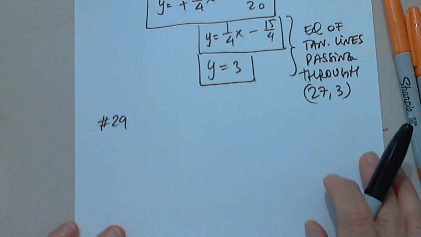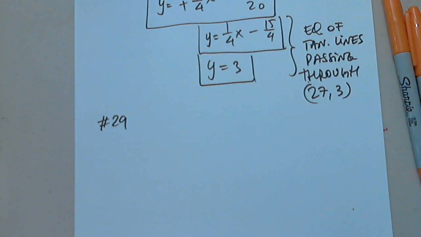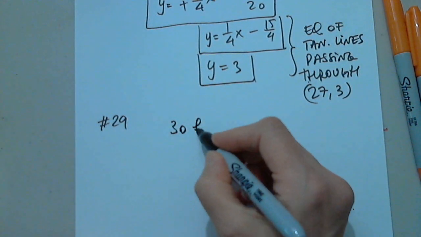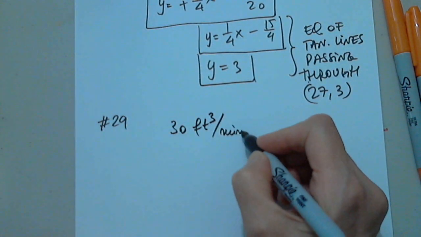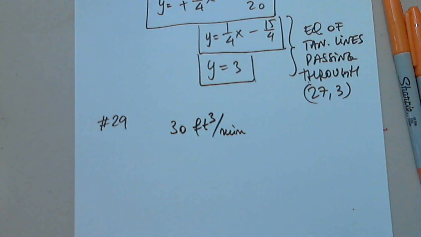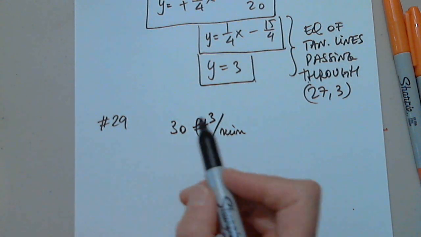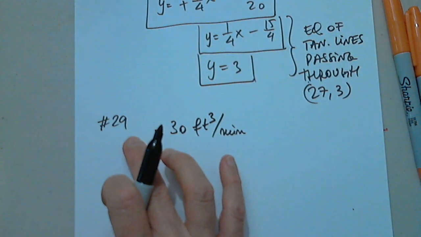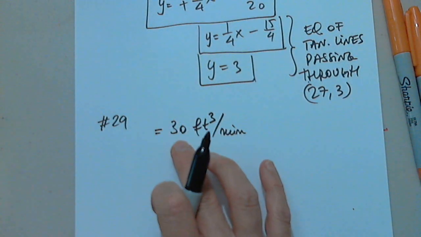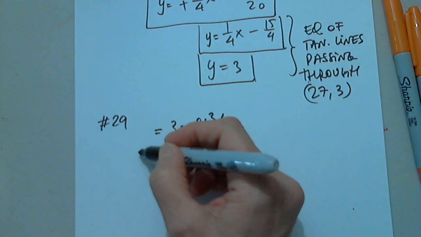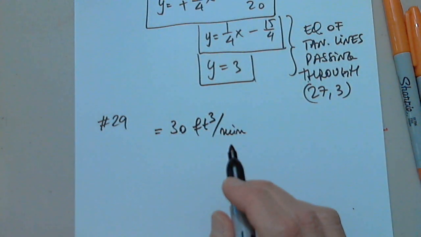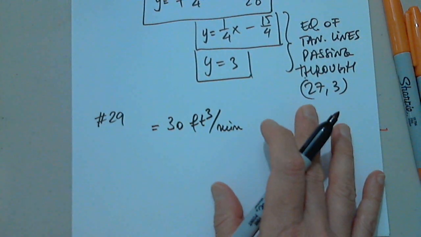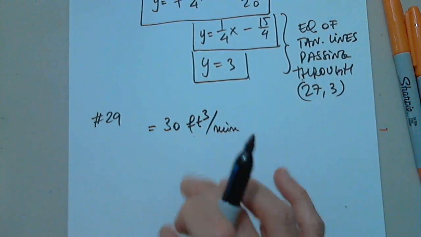9. So gravel is being dumped from a conveyor belt at a rate of 30 cubic feet per minute. We stop before we continue. I have to identify what this means. First, I'm given 30 cubic feet per minute. I need to identify what this is so I can continue. I will not continue reading if I don't identify what this represents.